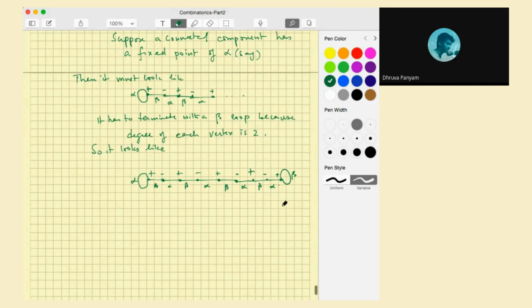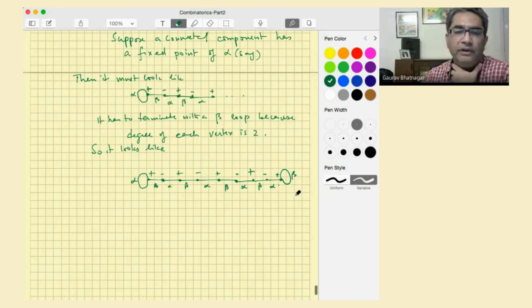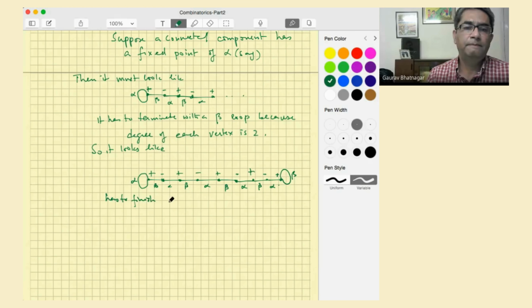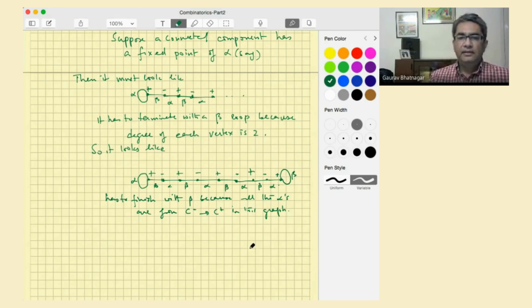Yes, Professor. The loop has to be from a plus point, so from a plus, it has to be a beta, because all the other alphas are coming from a minus, right? So it has to finish with beta because all the alphas are from C minus to C plus. Okay, so that proves it.